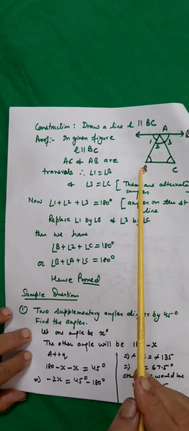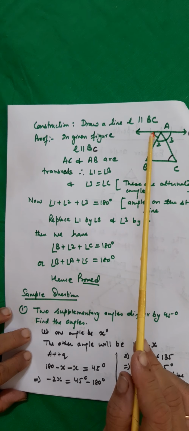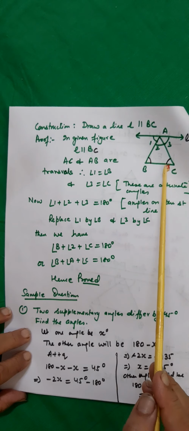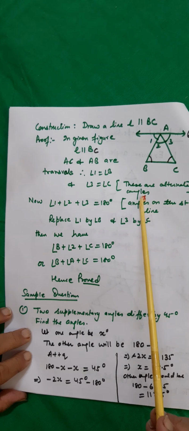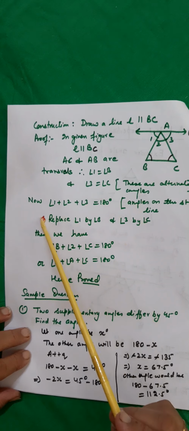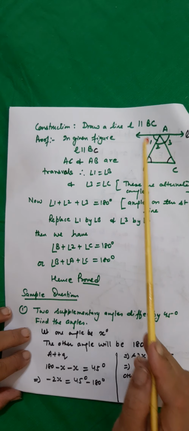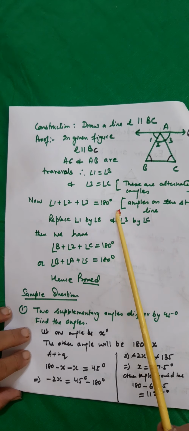AC and AB are transversals. Therefore, angle 1 is equal to angle B and angle 3 is equal to angle C. These are alternate angles. Now, angle 1 plus angle 2 plus angle 3 is forming a straight angle, so their sum is 180.